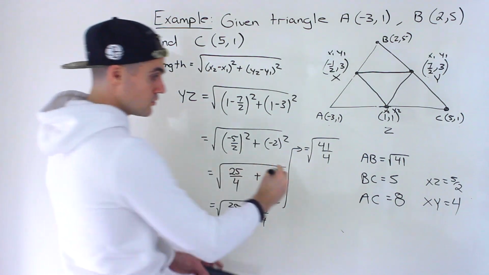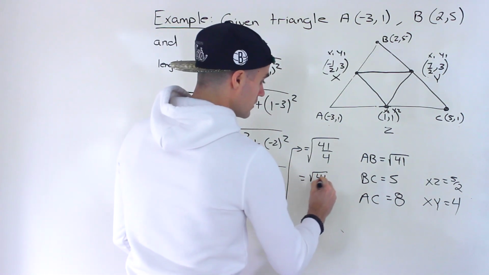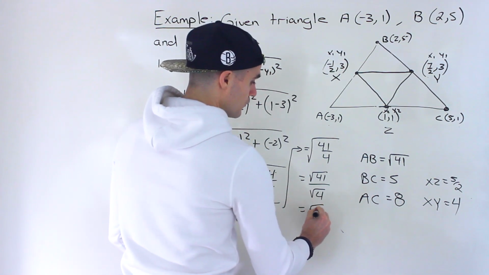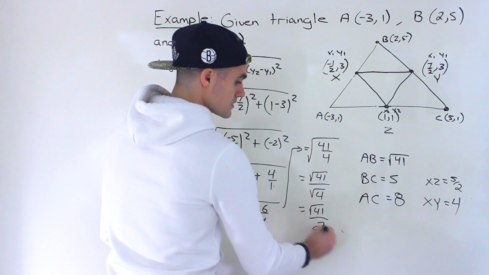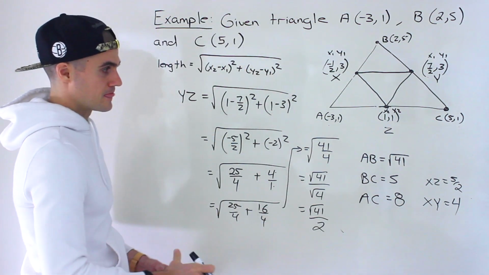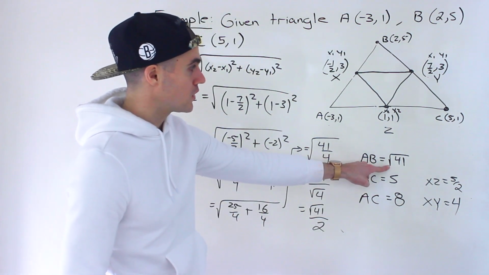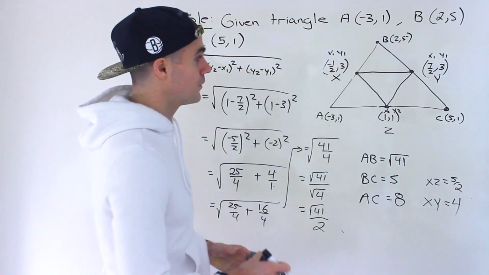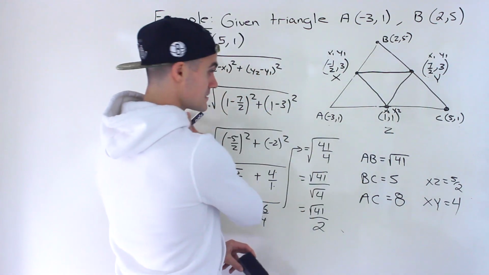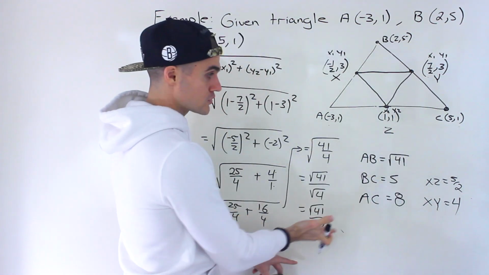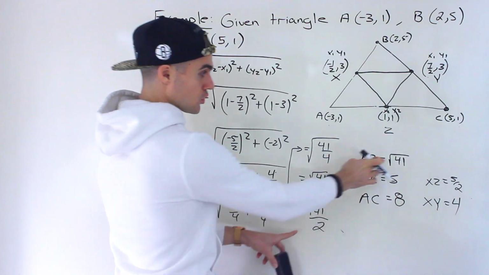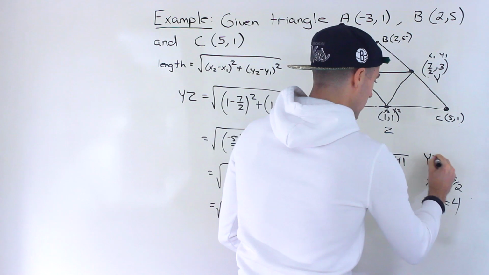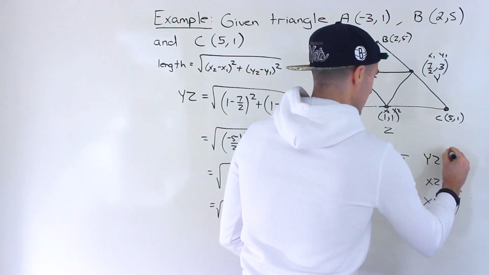And then we could square root the numerator, square root the denominator. So we'd end up with root 41, root 4 is 2, like that. As expected, this was root 41. The length of AB was root 41. Notice that the length of YZ is root 41 over 2, half of that. Okay, and we showed it with exact values. That's how you show with your exact values, in case your teacher wants you to do that.